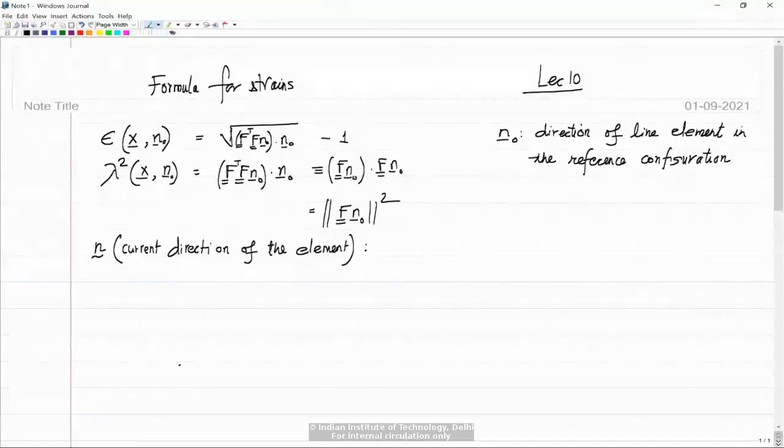So you already know the transformation. dy is equal to big F dx. dy by mod of dy. Yes, that's true. But what will that come out to be? When you write that this is dy by mod of dy, in terms of big F and in terms of the orientation of the element, undeformed orientation, what is that going to come out to be?